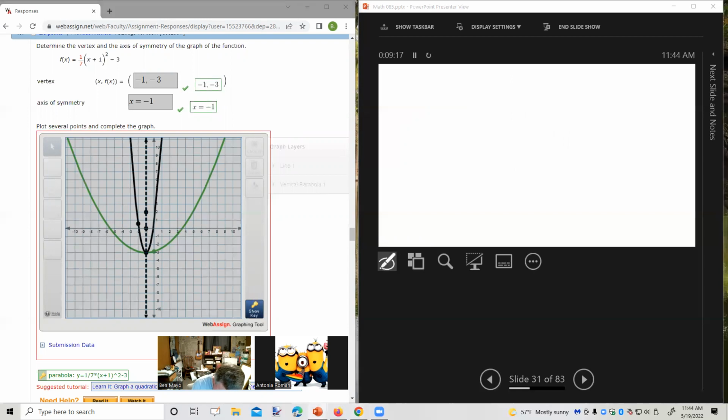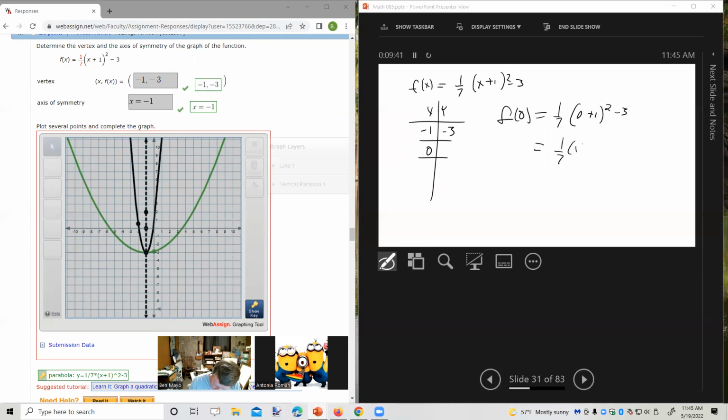So same idea, you've got f of x equals 1/7 times the quantity x plus 1 squared minus 3. So your vertex is at -1, -3. So I'd go maybe just one value to the right, go 0. F of 0 equals 1/7 times 0 plus 1 squared minus 3. 1/7 times 1 squared, minus 3. 1/7 times 1 minus 3. 1/7 minus 3. Okay, so that's going to be 1/7 minus 21/7 or -20/7.